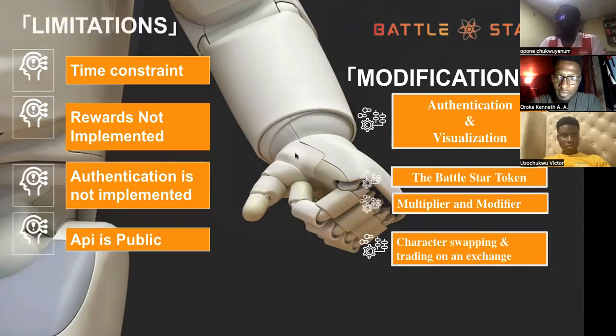So the limitations we faced while building this application were time constraints, and this led to us not being able to implement the reward system on time. We were not able to implement authentication on time, and the API currently is public. It's not restricted to logged in users. So for future modifications, we're going to be implementing authentication and authorization. We're going to be bringing in the BattleStar token, so that they can use it in making predictions and winning and losing with it. You can also multiply and modify characters, upgrade the characters basically, and we'll create an exchange where characters can be swapped by owners.